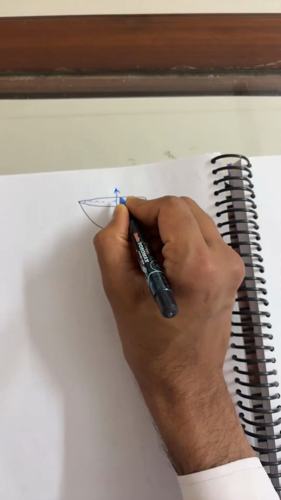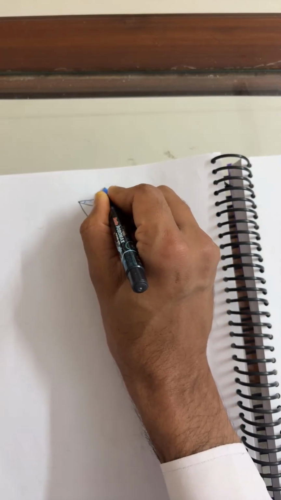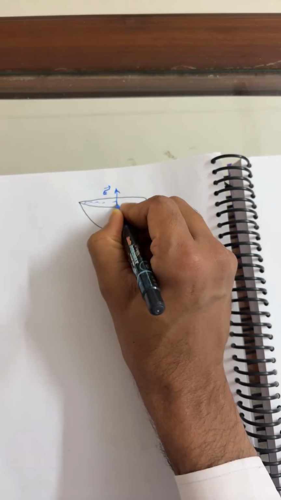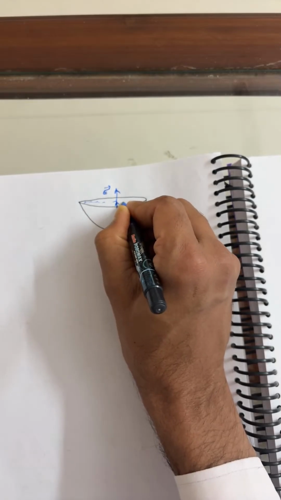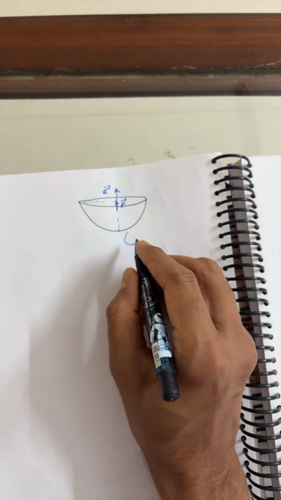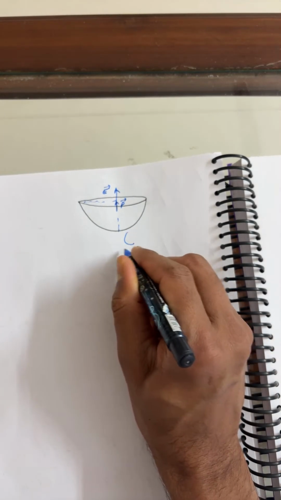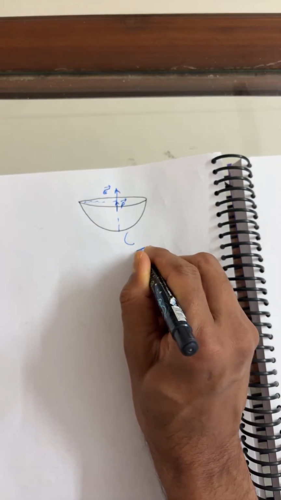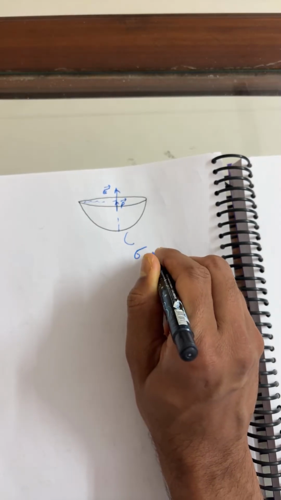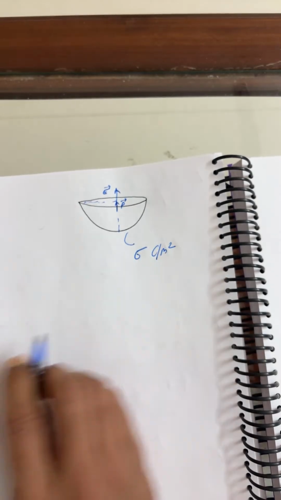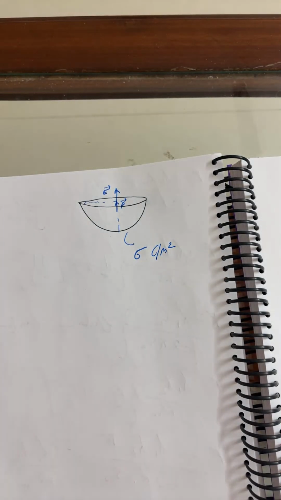You can say the electric field and the dipole moment are both in the same direction. I hope you remember, everyone, the hollow sphere. What we can take is a hollow hemisphere. Sigma coulomb per meter square, sigma coulomb per meter square.